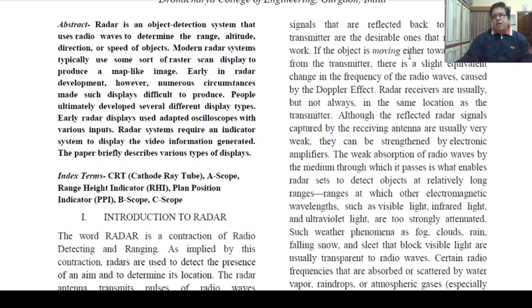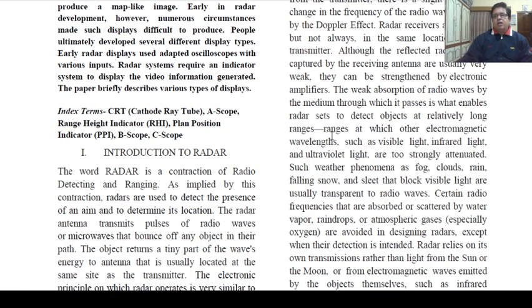If the object is moving either toward or away from the transmitter, there is a slight equivalent change in the frequency. An important point to be noted is that if the object is moving toward or away from the transmitter, there is a slight change in the frequency of the radio waves caused by the Doppler effect. Radar receivers are usually, but not always, in the same location as the transmitter. Although the reflected radar signals captured by the receiving antenna are usually very weak, they can be strengthened by electronic amplifiers.